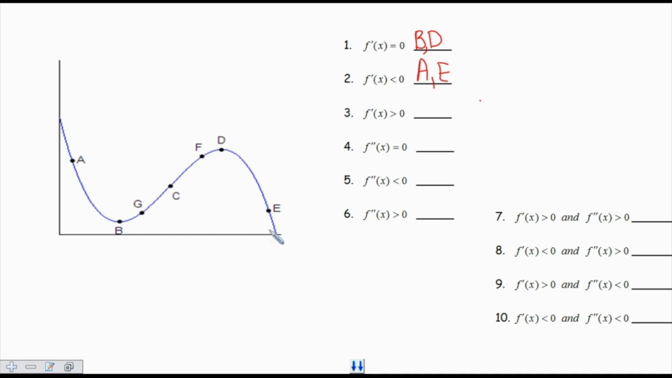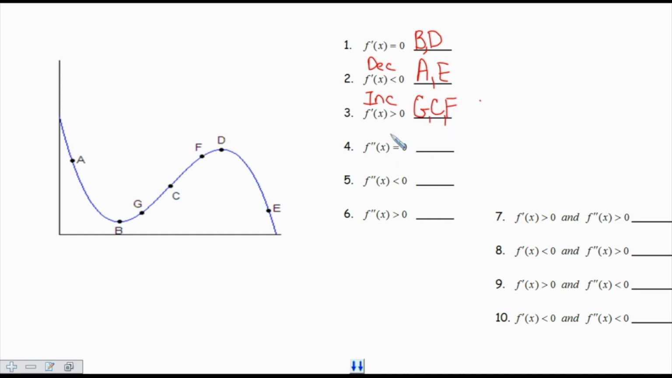It's not just magic. I'm looking for F to be decreasing, so I'm looking for negative slopes. If I drew tangent lines, which ones would have negative slopes? This is increasing, and so I'm increasing between B and D, so that's G, C, and F.